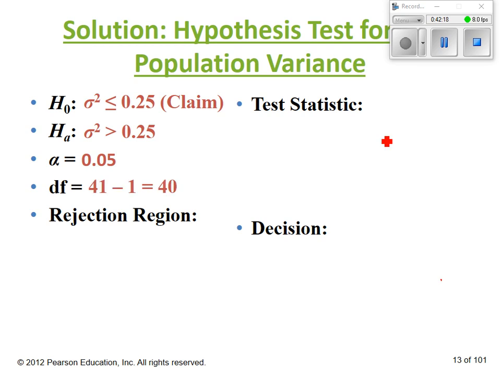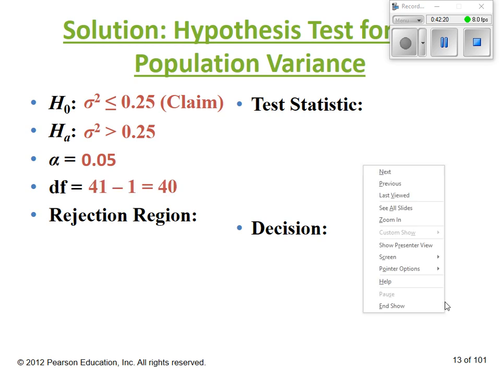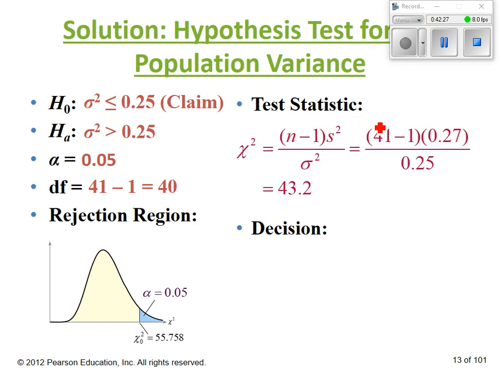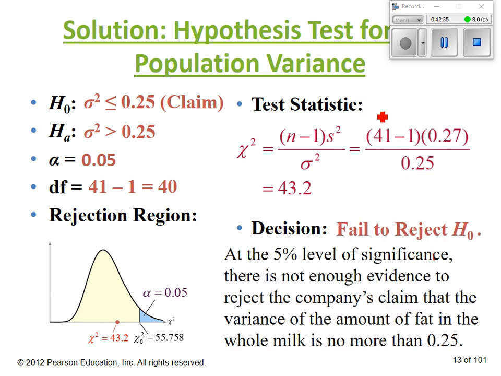My hypothesis. Yeah. Let's see if we did all this right. What we had was 55.758? That's the number up there. And we came up with 43.2 as our chi-squared. Failed to reject, we did that. At a 5% level of significance, there's not enough evidence to reject the company's claim that the variance of the amount of fat in the whole milk is no more than 0.25.